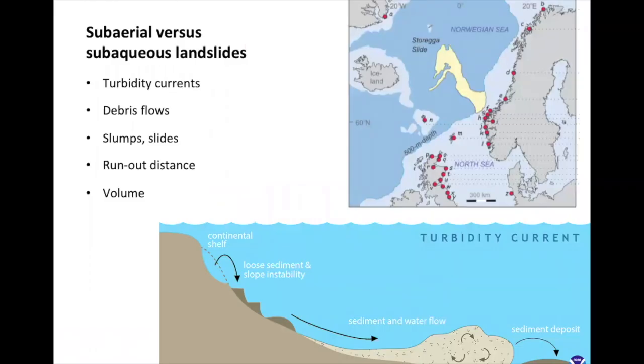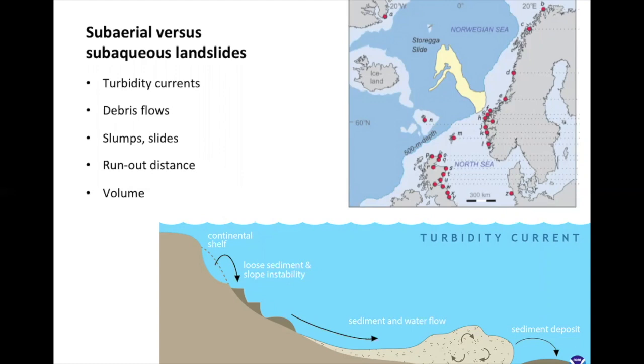Subaerial and subaqueous landslides can be a little different. Subaerial landslide refers to landslides that initiated above water, whereas subaqueous landslides refers to those that initiate below water. Subaqueous landslides can be different from subaerial landslides in that they have the potential to be faster, bigger, and accelerate more quickly and travel longer distances. This distance is called run-out distance.